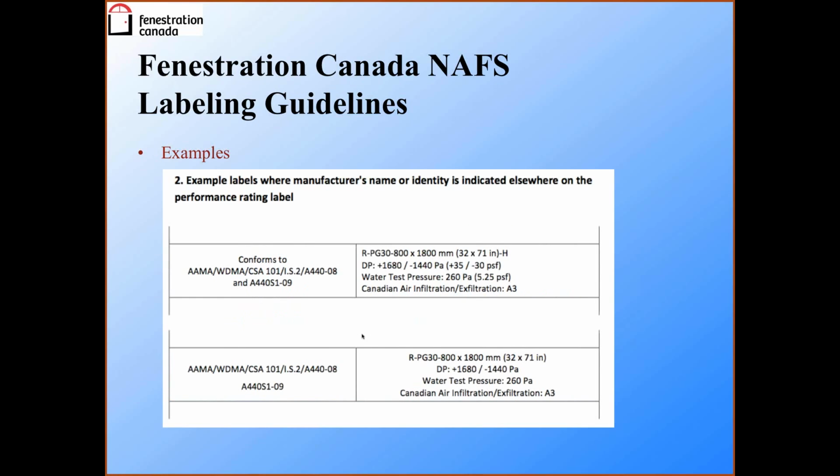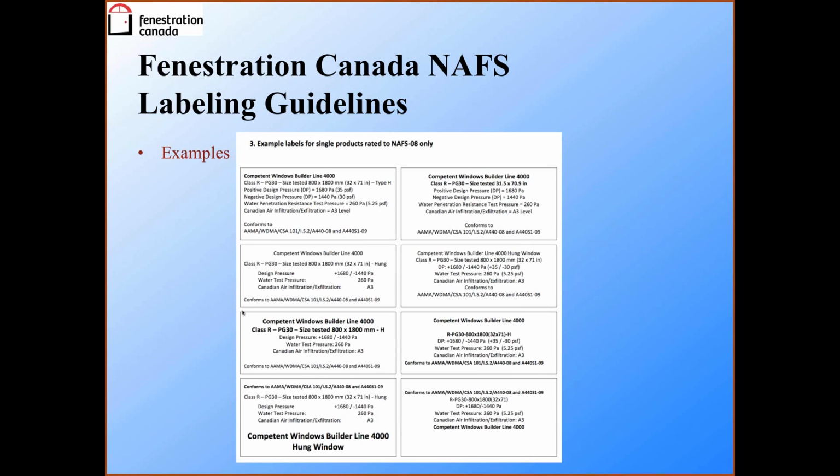Take another look at another example where the manufacturer's name or identity is indicated elsewhere on the performance rating, so this is just showing conformance to NAFS and the supplement. Here's the performance ratings, and it's all there, or a simplified version of that, where the name of the manufacturer is identified. So if this was in a box attached to a label, a good example might be your NFRC label. It has the name of the manufacturer, all of that information, and this is being added on to that same part of the label. That's a possibility. Another one.